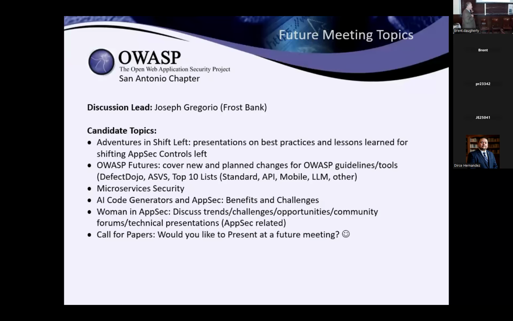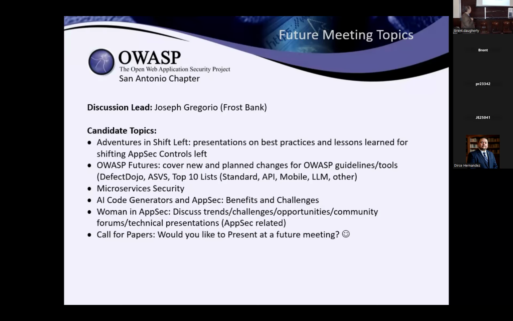All right, folks. We just have a few more slides and then we're going to wrap this up so we can go out on the patio and collaborate, finish our desserts. So in terms of topics for future meetings, I'd like to get everybody's inputs. This is some of the things we have so far. Adventures in Shift Left, presentations on best practices and lessons learned for shifting AppSec controls left. OWASP futures. OWASP has been doing a lot of new innovation, like the OWASP LLM Top 10. They've got a lot of new tools, new standards, new guidelines coming out, maybe a session on that.